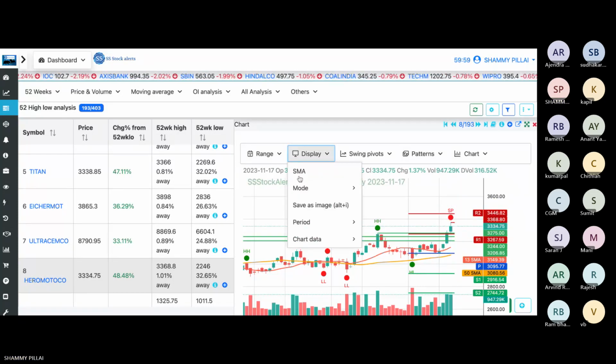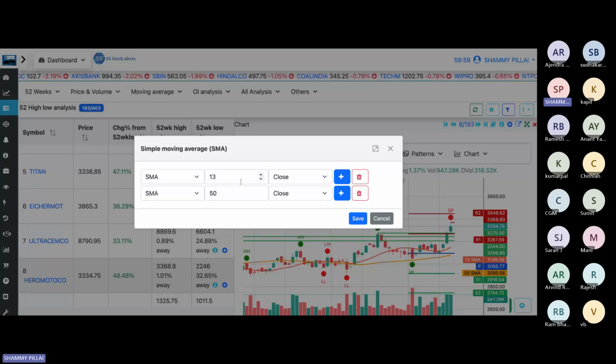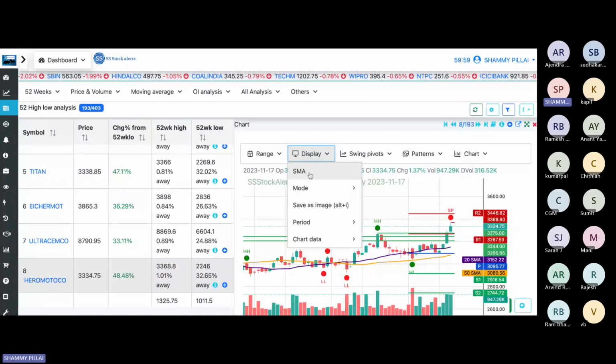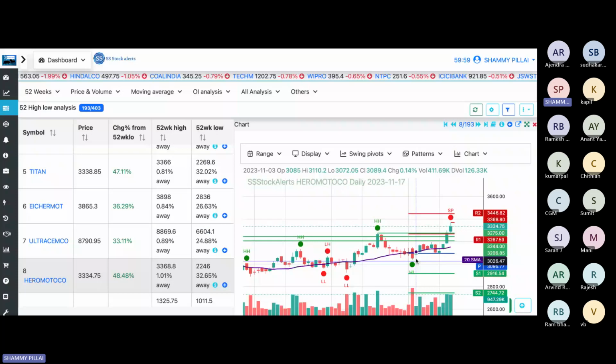Now you can use the 200, you can use the 20, for confirming the trend. So this is the 20. Once the trend is confirmed, you can take the trade.